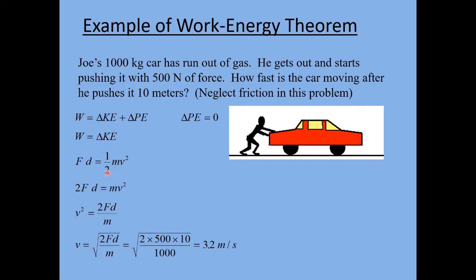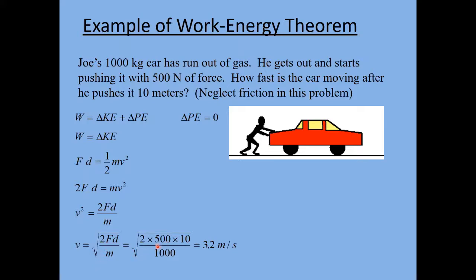So to do that, let's get rid of this 1/2 first. So I'm going to multiply both sides of our equation by 2. So the 2 shows up here. 2FD equals mv squared. Now I've got to get rid of this m, so let's divide this side by m. And I'm going to reverse the order of the equation. I'm going to put the v squared over here, equal to 2FD divided by m. And finally, to solve for v, we have to get rid of that square, so we square root everything. So the velocity of the car is the square root of 2FD over m.